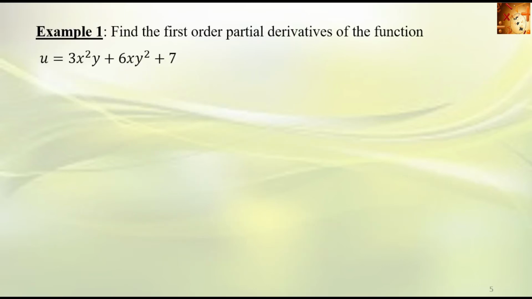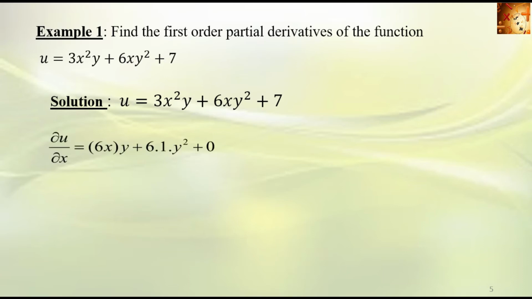Moving to the problems, find the first order partial derivatives of the function u equal to 3x square y plus 6xy square plus 7. Here u depends on x and y. So we want to find the partial derivatives with respect to x and with respect to y. Let's see the solution. Here u equal to 3x square y plus 6xy square plus 7. Then the first order partial derivative dou u by dou x: while finding dou u by dou x, we treat y as a constant term. So here in 3x square y, 3 is a constant and y is also considered a constant.